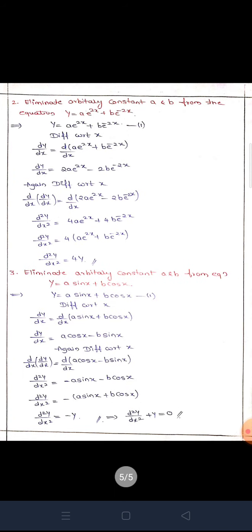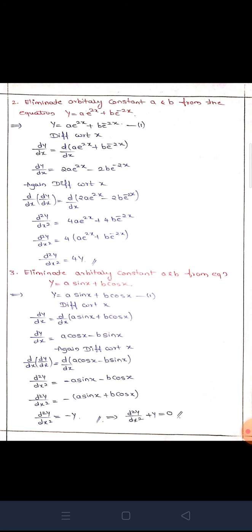Now we'll go for the second example, that is eliminate the arbitrary constant a and b from the equation y is equals to a e raised to 2x plus b e raised to minus 2x. Now consider the equation y is equals to a e raised to 2x plus b e raised to minus 2x. Consider this equation as number 1. Now differentiate above equation with respect to x.